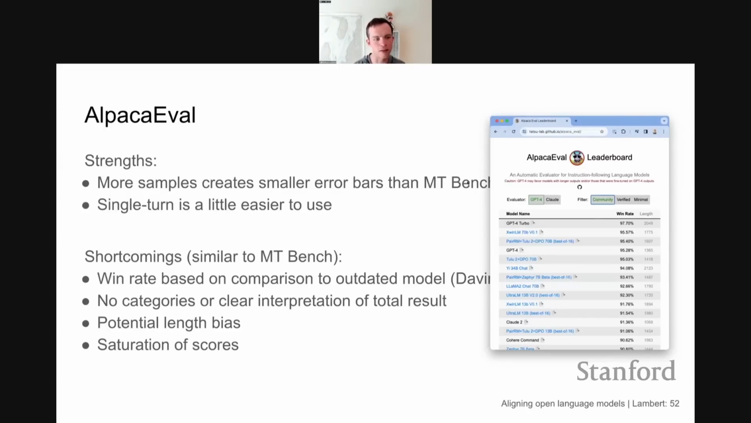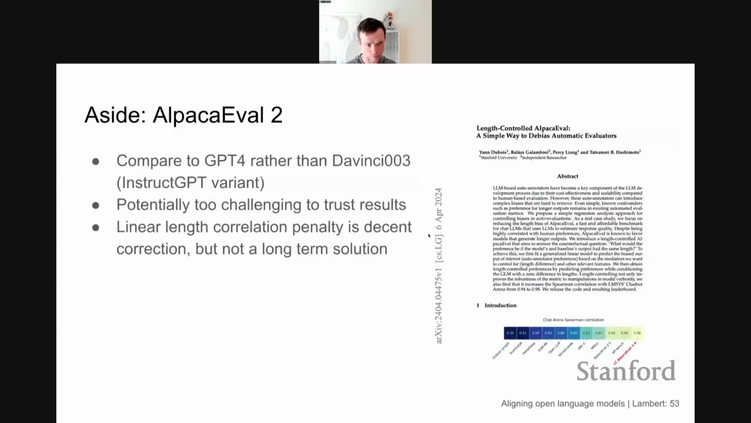But we've heard about the length bias for a really long time, and it's not clear how to interpret these top results. This is an older screenshot of the leaderboard, but what does beating a model 95% of the time mean to another language model? That's the question that we can't really answer in the short term.